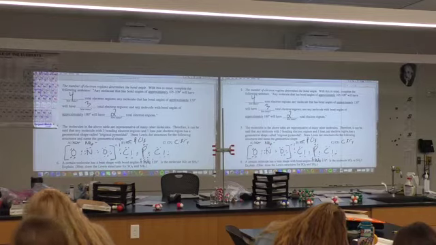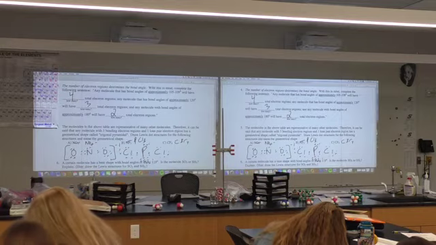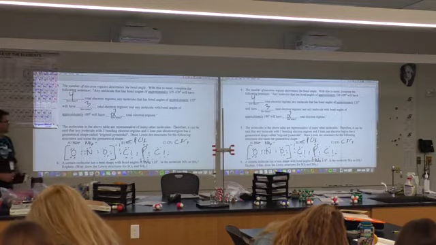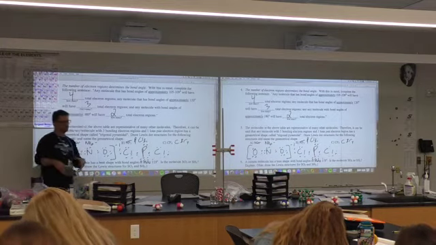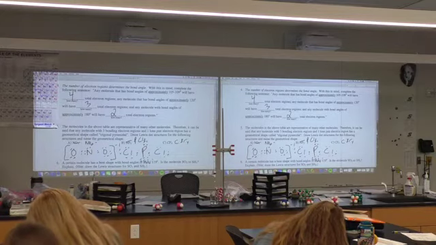Single bonds work. Connor B, what shape did you guys think that was? Trigonal planar. Trigonal pyramidal. Yeah, because of the lone pair. If this lone pair wasn't here, it'd be planar. But with that lone pair there, that's going to push those chlorines down and be trigonal pyramidal.